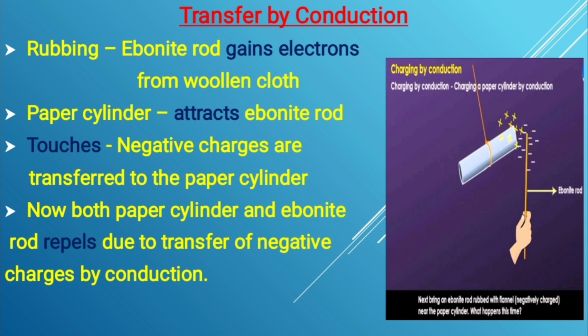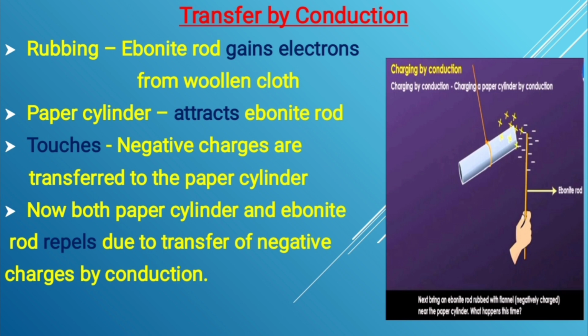Conduction is nothing but having contact with each other, and a transfer of charges happens. It is the same concept that we saw in the last picture, the ebonite rod rubbed with fur cloth. What happens to that ebonite rod? It loses positive charge, which means it gains electrons and turns into a negatively charged material. Now the ebonite rod, after rubbing with fur cloth, is ready in our hand. Next, we are going to make a paper cylinder and tie it with a thread.